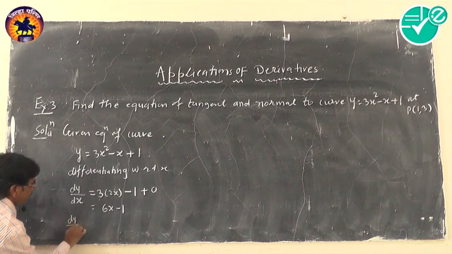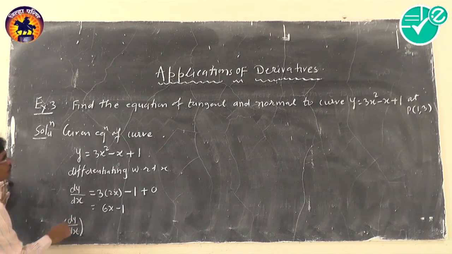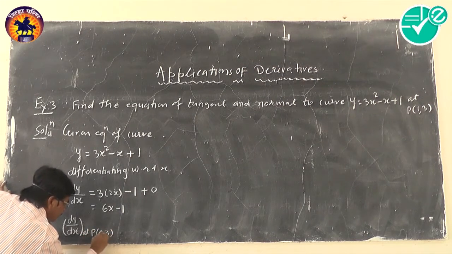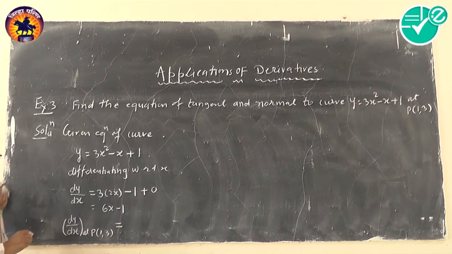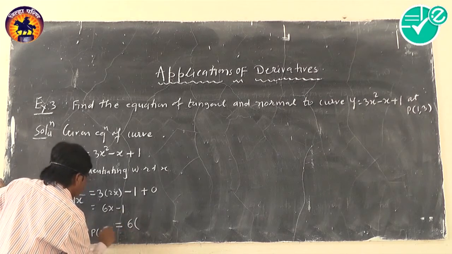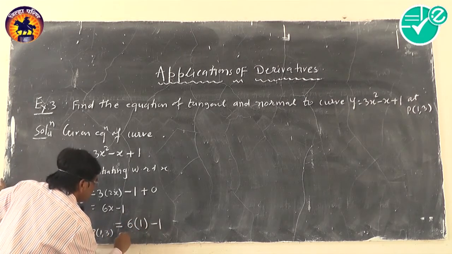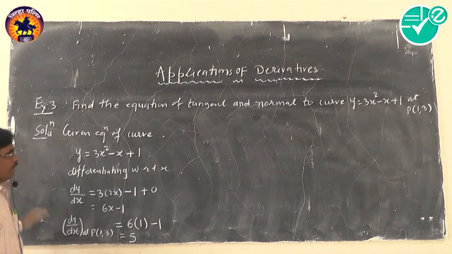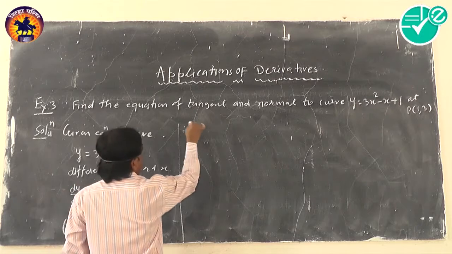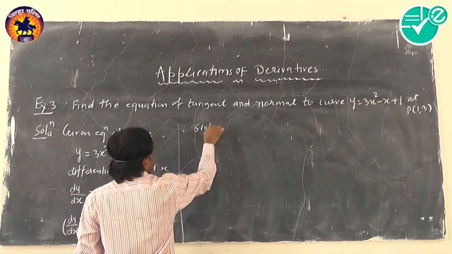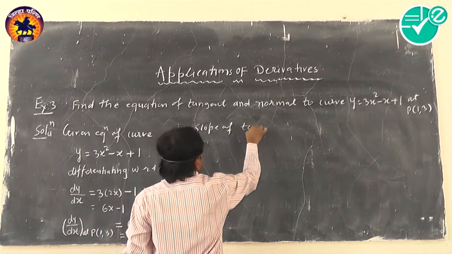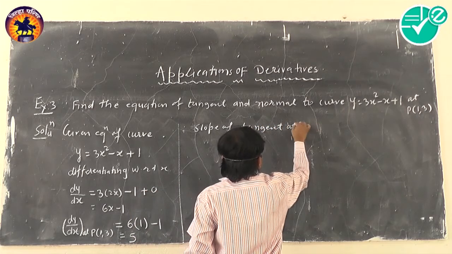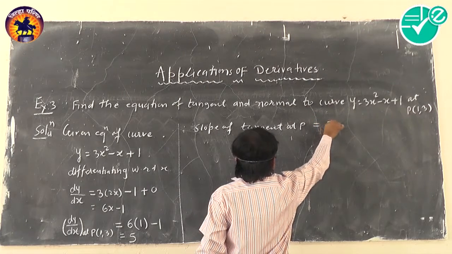Therefore, dy by dx at a given point P(1, 3) is equal to 6 into 1 minus 1, that is 6 minus 1, which is equal to 5. Therefore, the slope of the tangent at P is equal to 5.